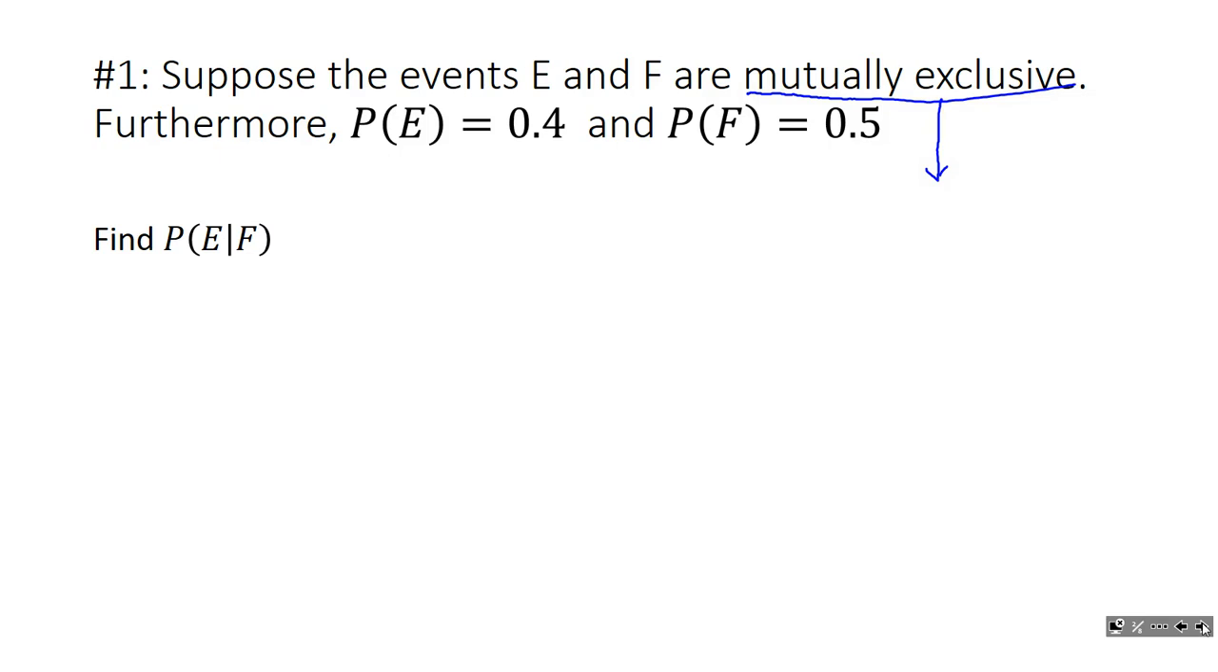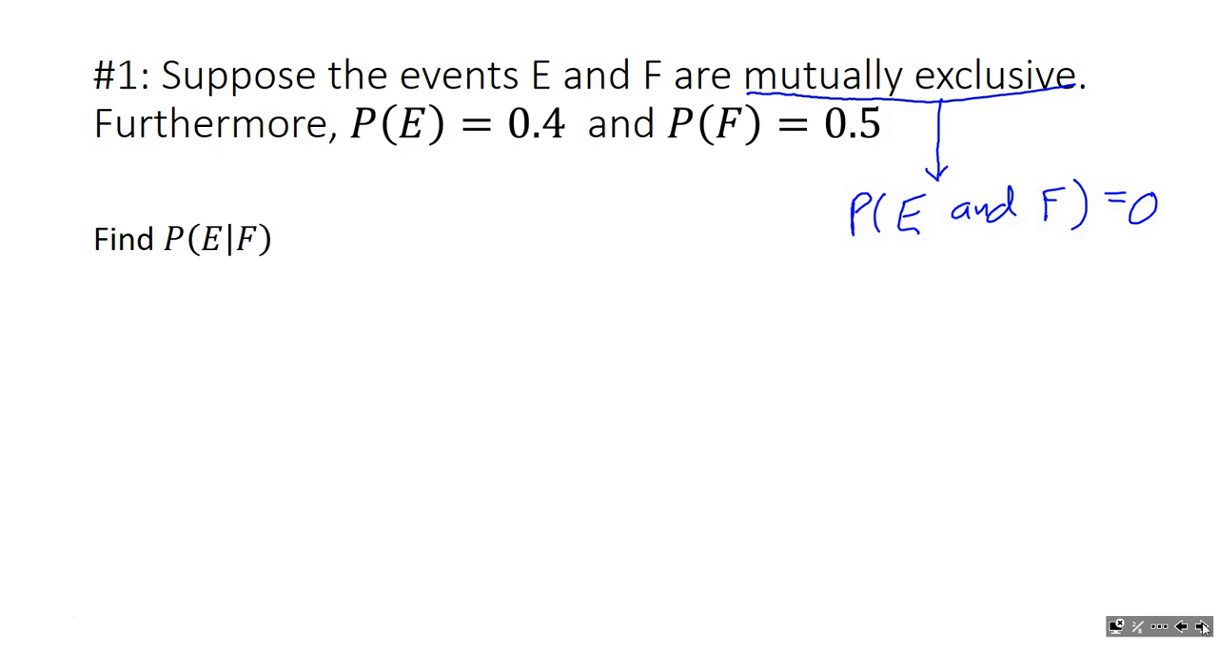Mutually exclusive events are events where the probability of them both happening at the same time is 0. That is, the probability of E and F occurring is 0. So we actually have three pieces of information given to us at the top of the page.